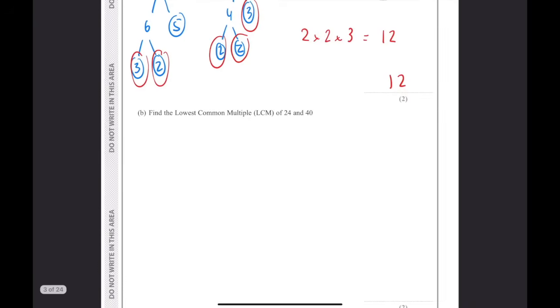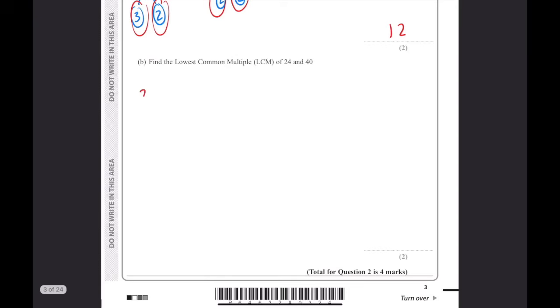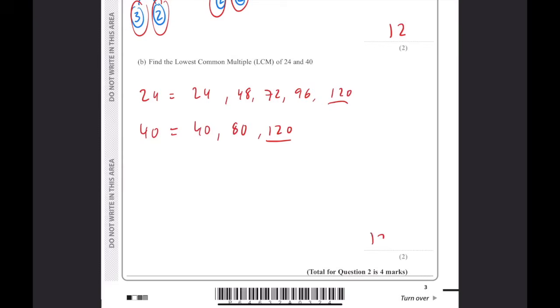Find the lowest common multiple of 24 and 40. So you could apply a similar method, but just to show you other methods of doing this, I'm just going to write out the 24 times table and the 40 times table. So 24, 48, 72, 96, 120, 40, 80, 120. So we can use 120 for this one.